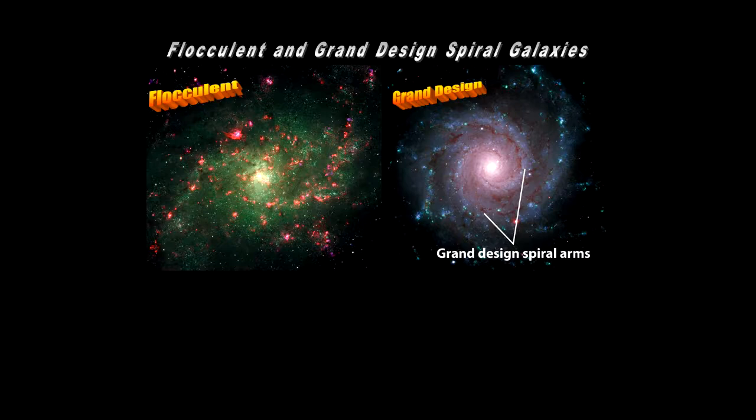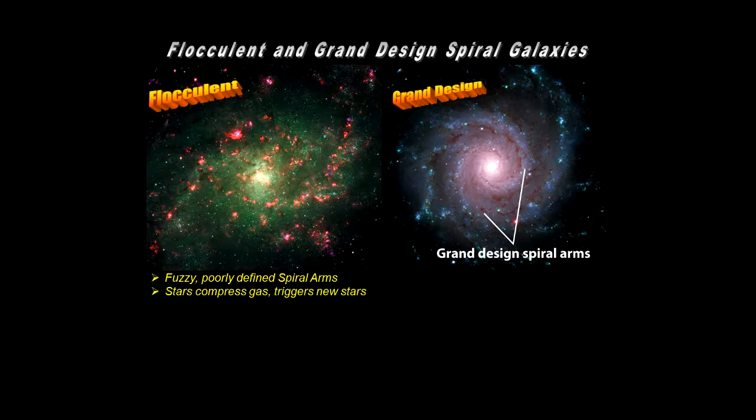So as you can see, there's a significant difference. Probably if I asked you to vote for which one you like the best, you'd vote for the one on the right, the grand design. Well, I would too, for that matter. We tend to like those objects that are visually appealing. Well, the flocculent spirals are characterized by fuzzy and poorly defined spiral arms, not really distinct arms here.